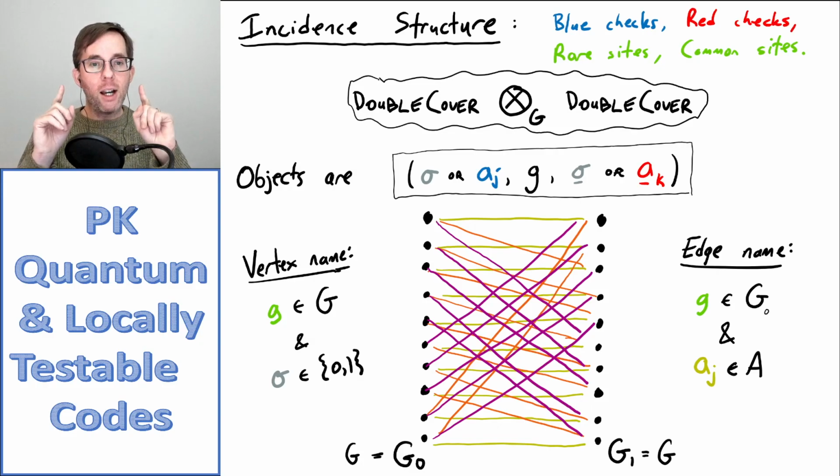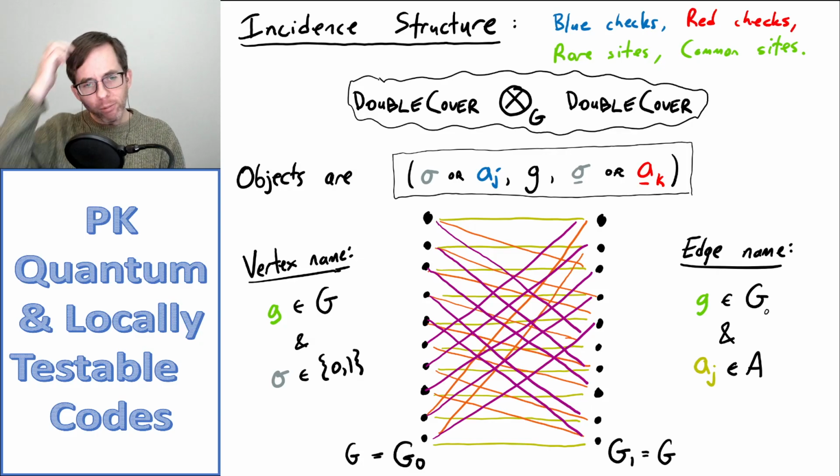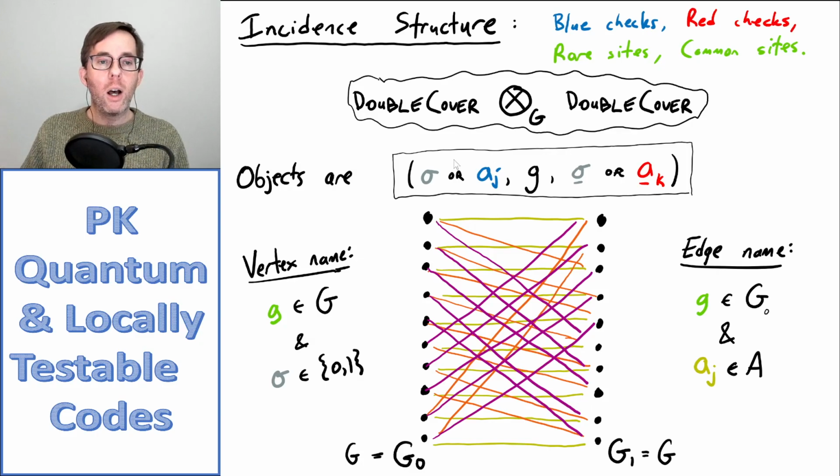Okay, so let me explain what this is. Again, this is defining the incidence structure. So what are the objects in this G-lifted product of the double cover with itself? Well, you kind of have two objects from the original object. So you have two things, each of which is either a vertex or an edge. They're kind of glued together with an element of G.